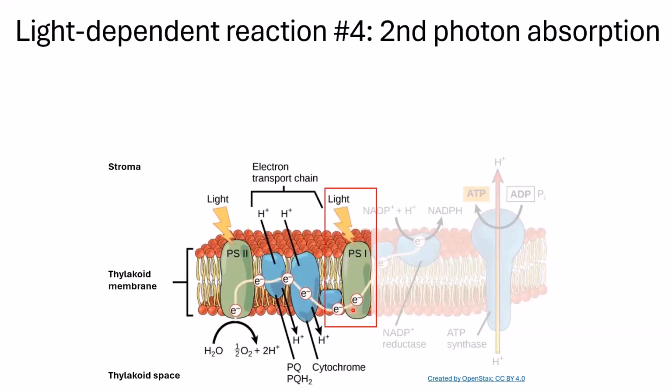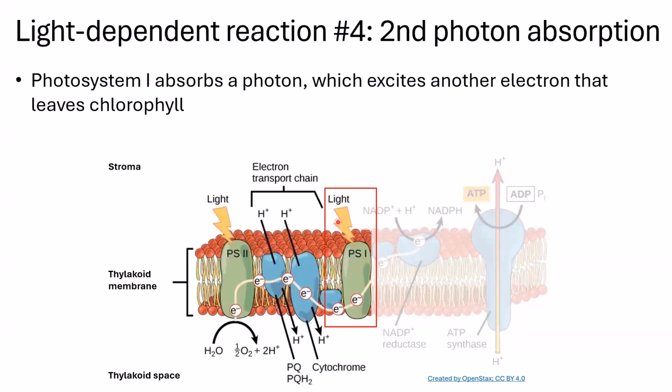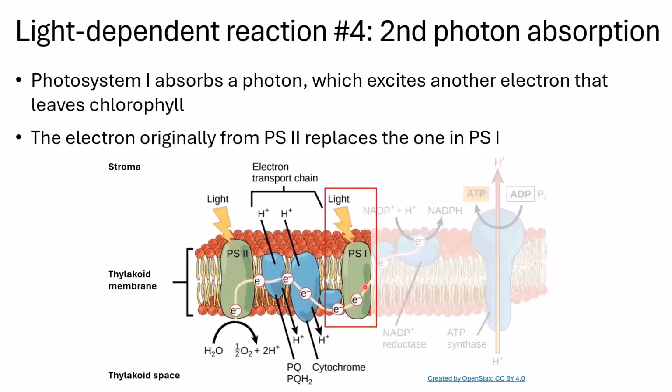The electron eventually makes its way to photosystem 1. Like in photosystem 2, a chlorophyll in photosystem 1 will absorb a photon. The photon will once again excite an electron, which will leave the chlorophyll. The electron that made its way over from photosystem 2 will replace the electron.